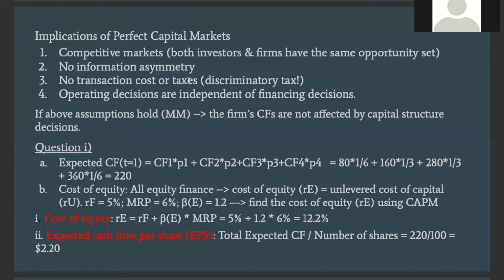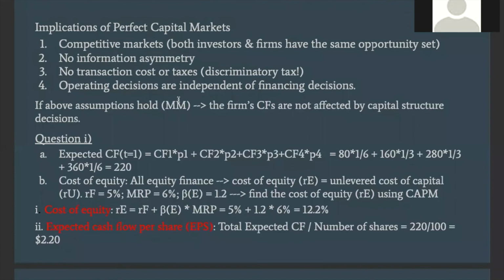Here I would emphasize taxes because in the first question, Fredrika talked about the interest tax shield, and the interest tax shield has an implication on company value. So if there are no taxes, it means there is no interest tax shield, and then capital structure would not affect company valuation. The fourth point is that operating decisions are independent of financing decisions. What this means is that companies do not have to give up good investment opportunities because they have financing constraints.